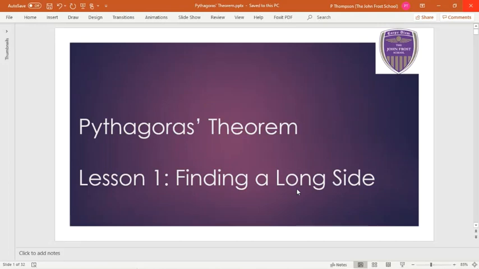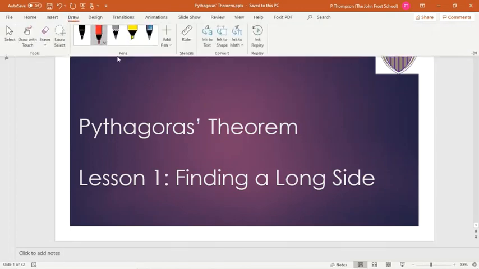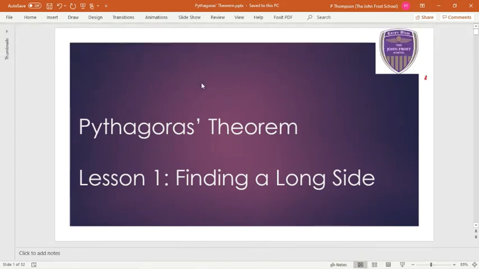Okay, so Pythagoras' theorem now. All right, this should be a bit of a recap from previously. So there are 3 lessons on this. First lesson is finding a short side. So let's get the pen going. All right, then let's go.